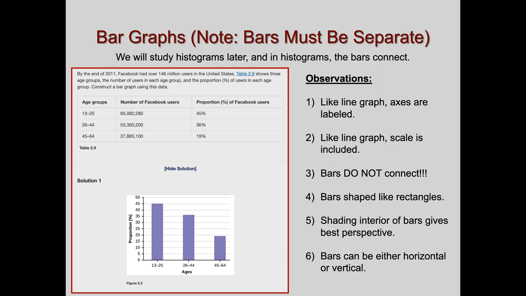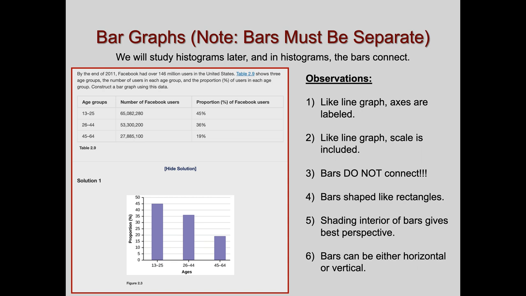Next up, bar graphs. Bar graphs, note that the bars must be separate on a bar graph. We will study histograms later, and in histograms, the bars connect, okay? So the bars must be separate. And as we take a look here, you see some age groups, you see the number of Facebook users, and then the proportion of each that are Facebook.